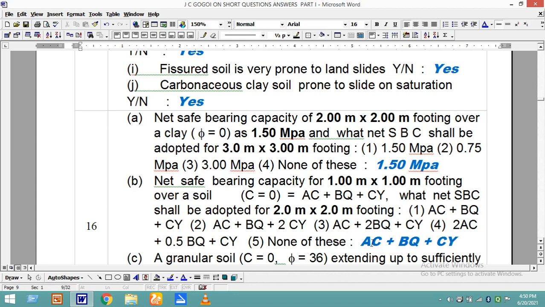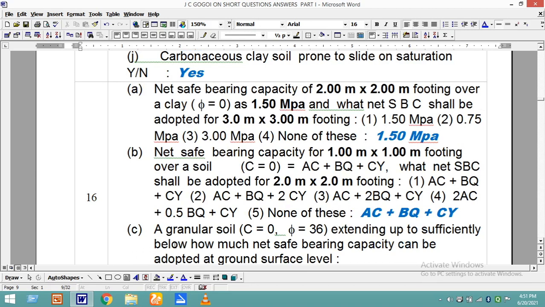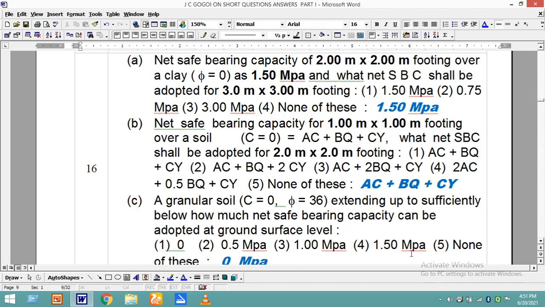The same equation we have to adopt, this equation will be applicable. A granular soil with c equal to 0, phi equal to 36, extending up to sufficiently below: how much net safe bearing capacity can be adopted at ground surface level?